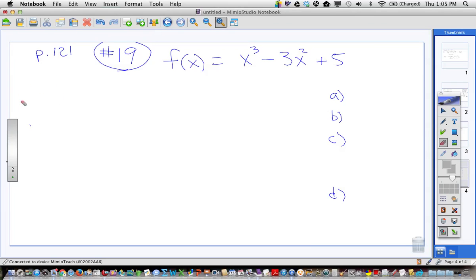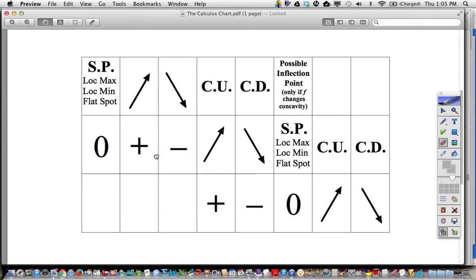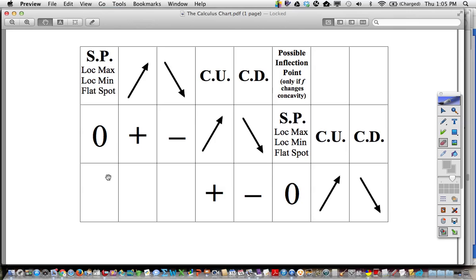But if we think back to the chart and what we learned in chapter 1, think back to what we learned about where a function is increasing.